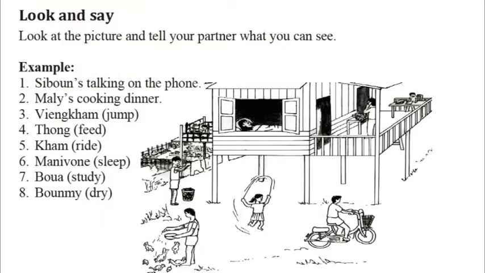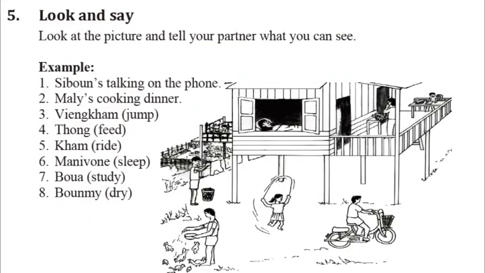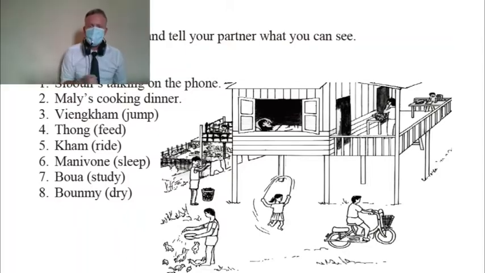Now, number 5 is look and say. Look at the picture and tell the partner what you can see. Okay, but because we are at home alone, we will do things a little differently, right? I want you to take these sentences and write them down. Yes, write them in your book instead of speaking them, because you might not have a partner. So I want you to actually write them. Let me give you a few examples.